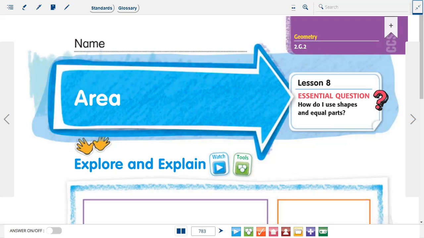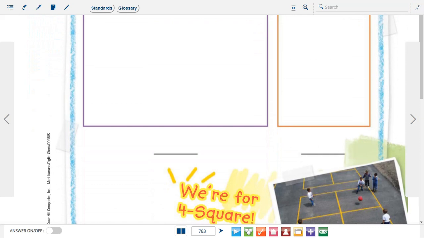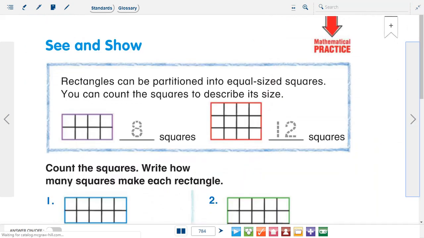Okay, the lesson title is Area. We're going to skip page 783, so we're going to start doing page 784. Now, before we start, we have to know what is area.